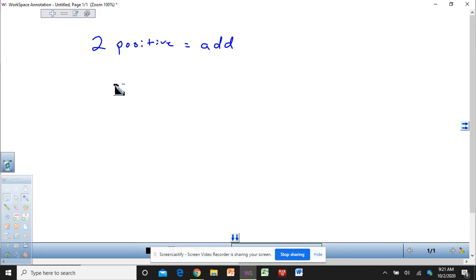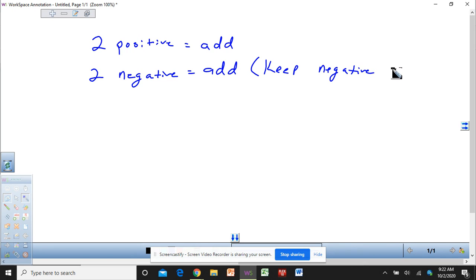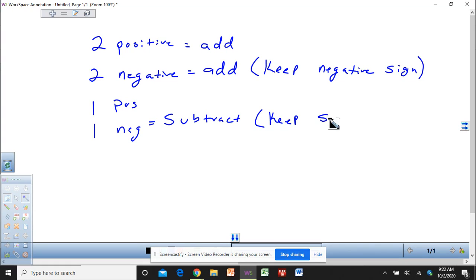Okay? If I'm taking two negative numbers, you're going to add those together like you normally would if they were both positive, and then you're going to keep the sign. So they keep the negative sign. And then if there were one positive and one negative, you're going to subtract them. And then you take the sign of the bigger one, meaning which one has the greatest value. So we're going to keep the sign of the biggest.